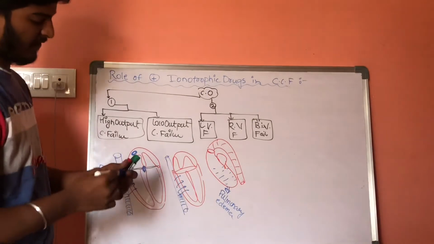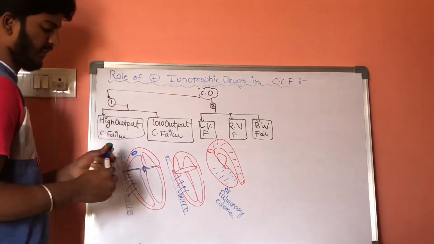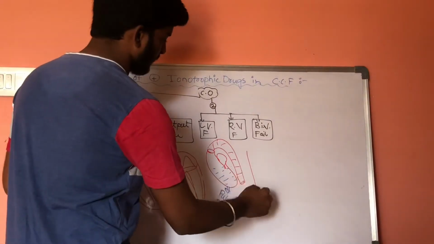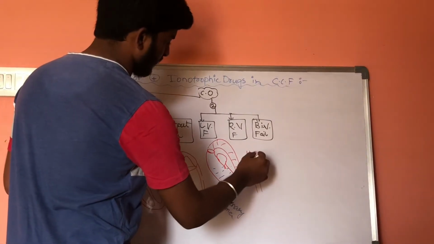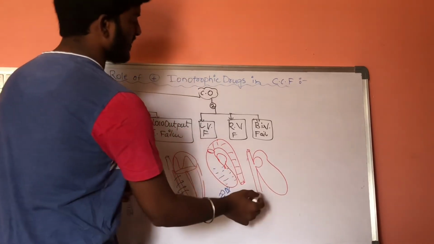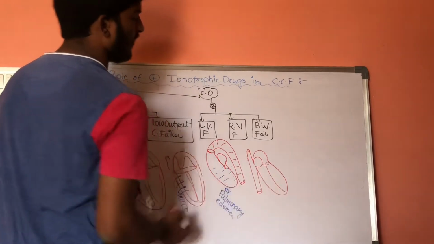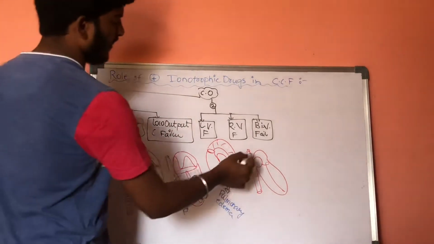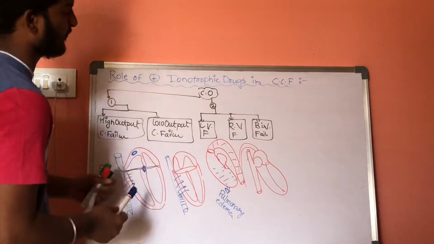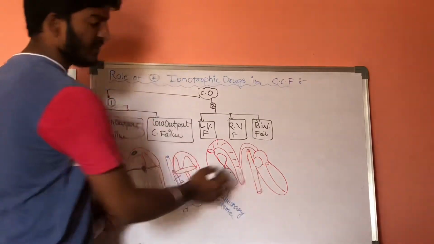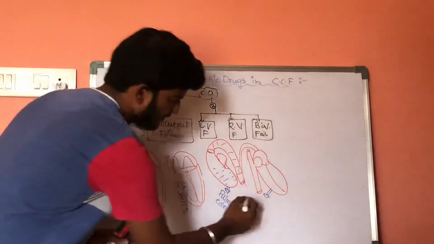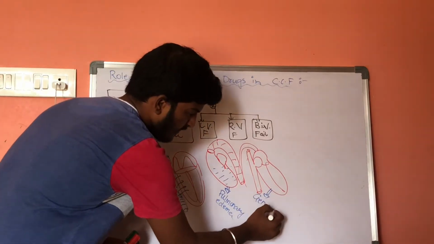This is left ventricle failure, and next one is right ventricular failure. Let us consider this is the right ventricle, and this is the pulmonary arch. Whenever there are abnormalities in this right ventricle, it results in a condition called generalized edema.